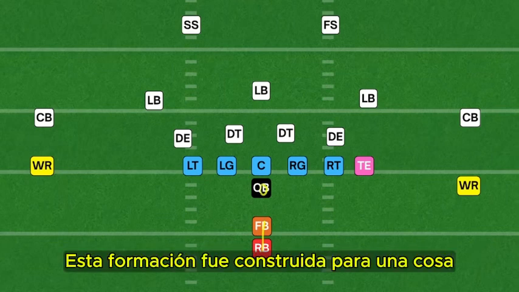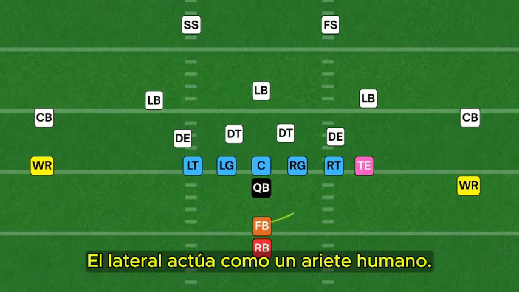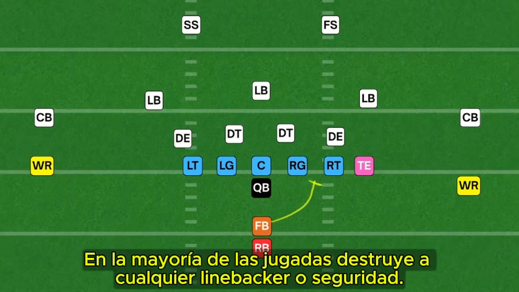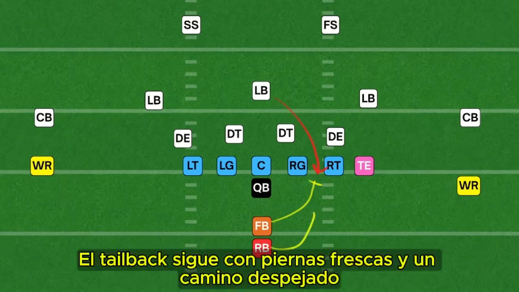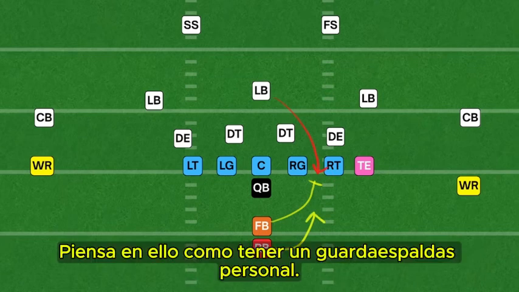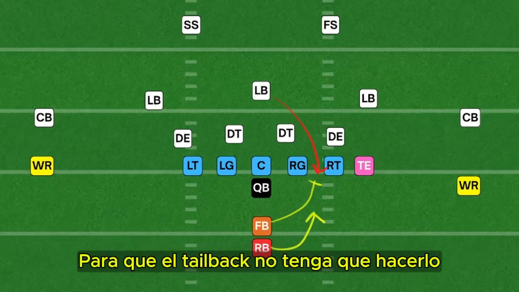This formation was built for one thing, punishing defenses with physical football. The fullback acts like a human battering ram. On most plays, he destroys any linebacker or safety who tries to tackle the tailback. The tailback follows with fresh legs and a clear path. Think of it like having a personal bodyguard who clears the way. The fullback takes the hit so the tailback doesn't have to.